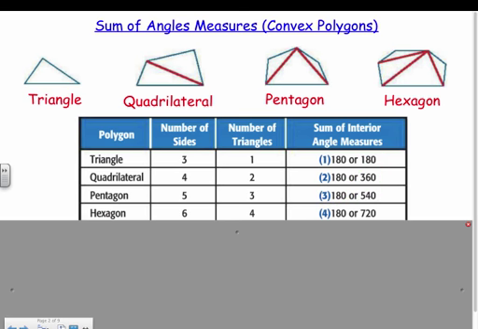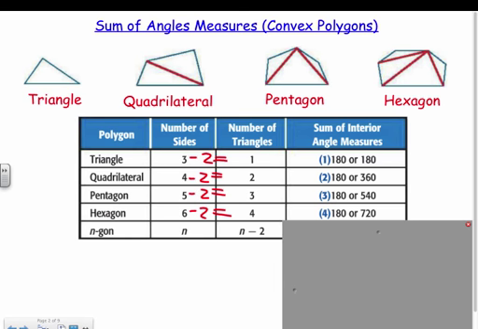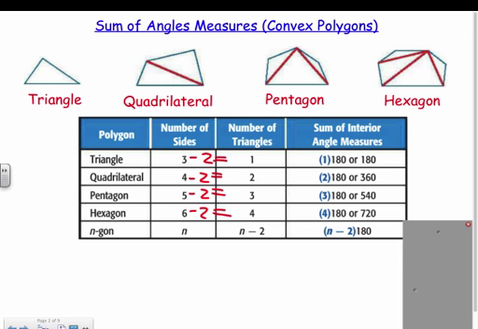Or if I think about it, to get the number of triangles, I'm just taking the number of sides minus 2 each time, aren't I? Minus 2 to get the number of triangles. And then we're taking that number of triangles times 180. So if I came up with a formula, let's just say we have an n-gon. It has n sides, right? Well, we just found out the number of triangles that exist in that polygon would be n minus 2, because I'm just subtracting 2 to figure out how many triangles. And we're taking that amount of triangles times 180 to figure out our total sum of the measures.